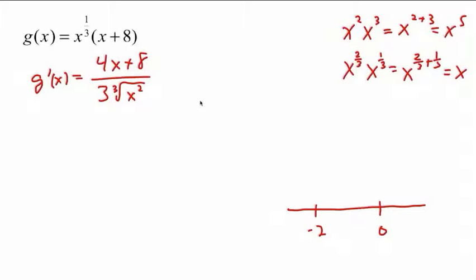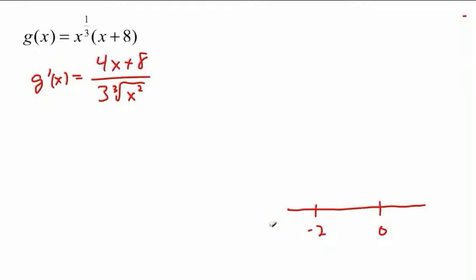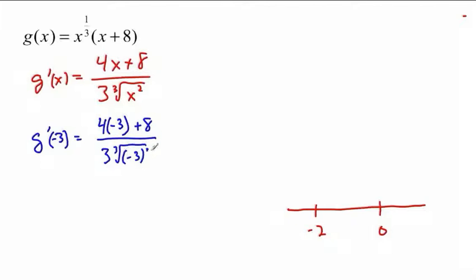So now I need to plug somewhere something negative over here, something over here, and something over here. Now, I'm going to plug something like -3 into here. So if I plug -3 into this, I end up getting 4 times -3, then plus 8, divided by 3 times the cube root of -3 squared.